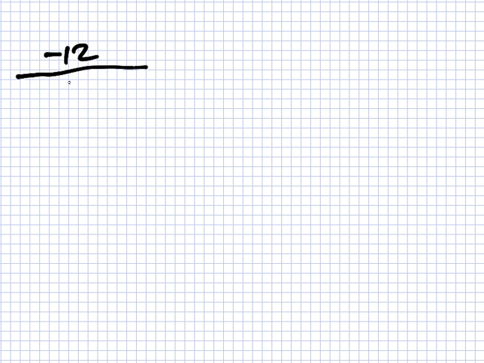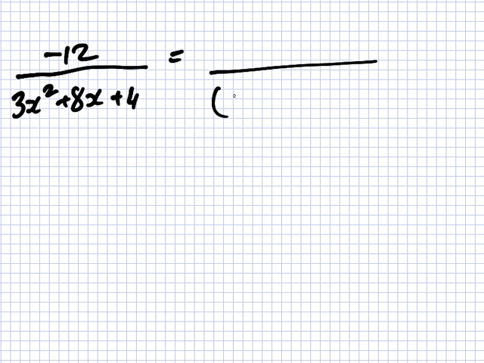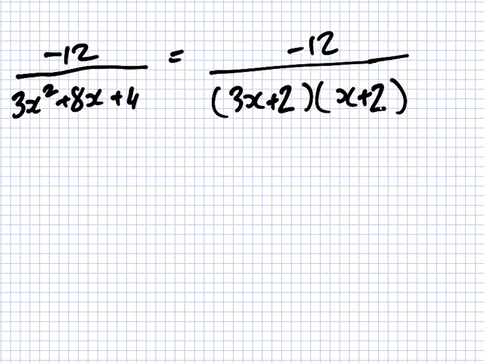Minus 12 over 3x squared plus 8x plus 4. Okay, what do we have on the bottom here? Let's see. 3x, x, 1 and 4? No, that's not going to do it. 2 and 2? Yeah.